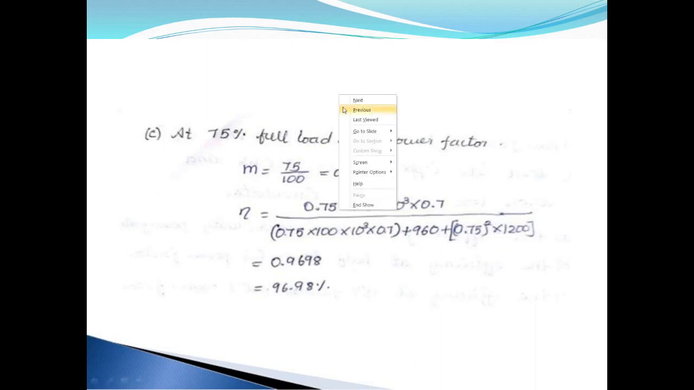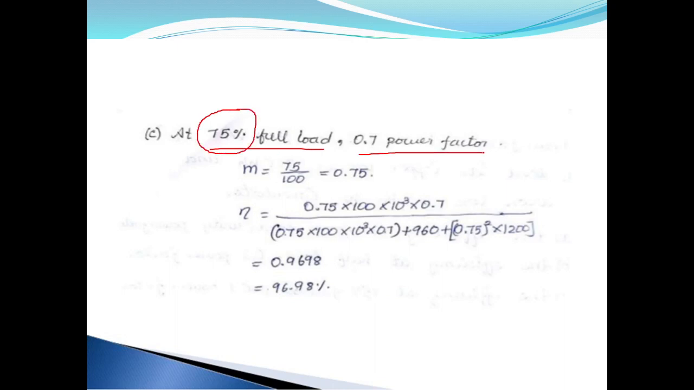Now at 3/4 of the full load, or 75% of the full load condition, with 0.7 as the power factor. So it is x actually; instead of x I am writing m. x is equal to 75 upon 100, which is 0.75. So it is the fraction of the load.